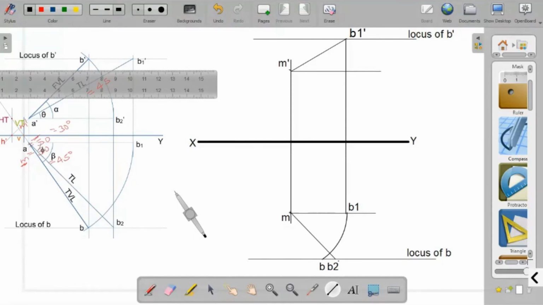Now from B, draw a vertical line. So this is point B dash. Join MB dash, I mean M dash B dash. So this is it. Now extend the line M dash B1 dash.